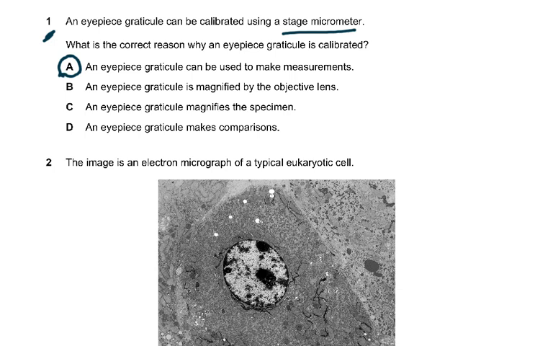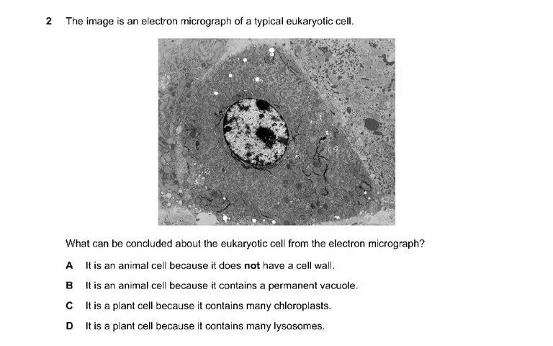We remove the stage micrometer once we have calibrated it. Now we can measure the size of the cells, or the size of any structure that we want, to see if there's any difference between the width of different leaves or the palisade mesophyll cells. How much space do they occupy in a leaf, from different kinds of leaves? So basically it is to make measurements. Then we come on to the second question.